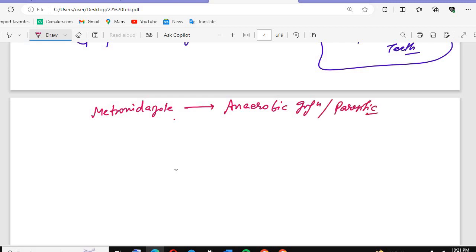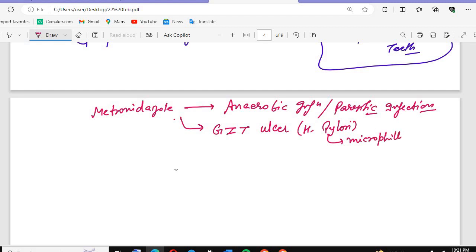Next drugs we have the metronidazoles. Metronidazole we studied is used for anaerobic infections. Any parasitic infections, like Entamoeba histolytica or hookworms, we also discussed that we can use metronidazole. Along with that, we can also use it in case of GIT ulcers because of Helicobacter pylori, which grows in microaerophilic conditions.